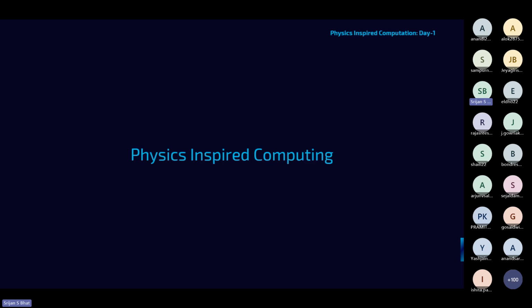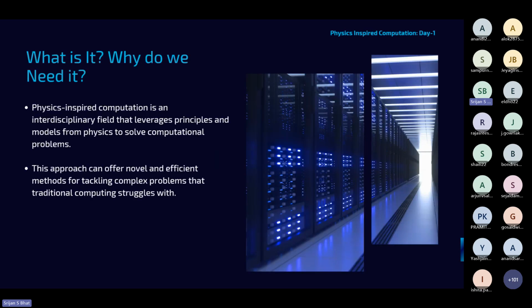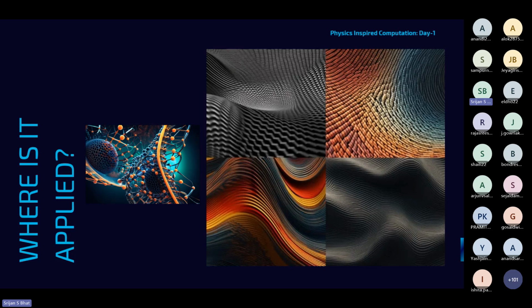So physics-inspired computing. We'll talk about a few more algorithms that are inspired from physics as we move along the lecture. But firstly, what is it? Basically, there are some principles in physics which are used to develop an algorithm that will be used to solve problems in some other domains. These approaches are sometimes better than the normal methods used to solve problems. So where do you think these methods are applied? Usually, how do you think these methods have helped humans solve problems?